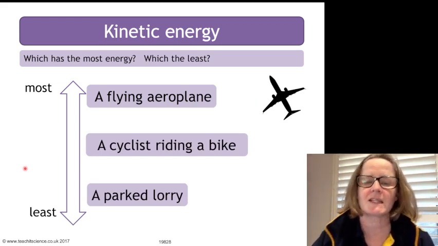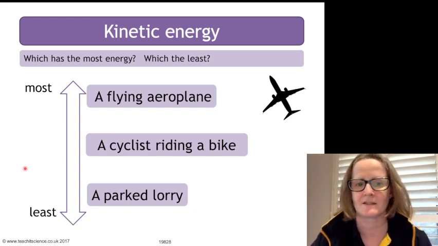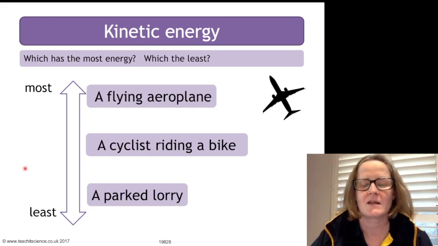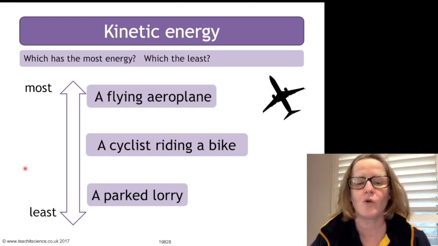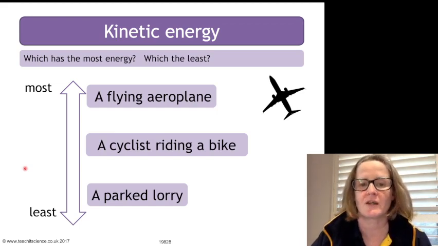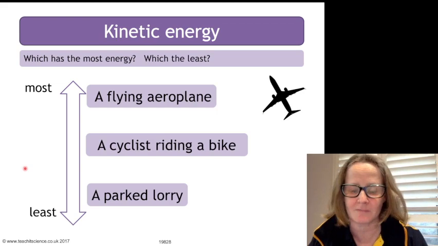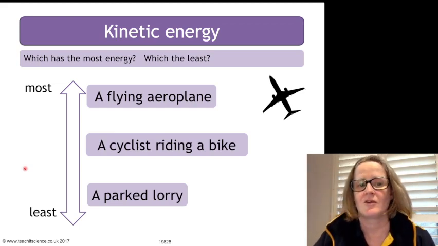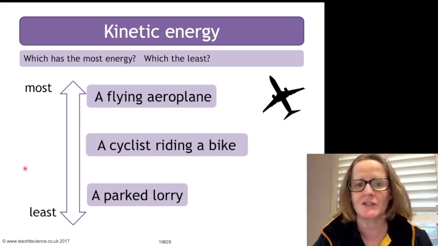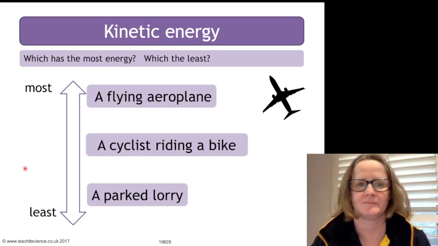The other thing you need to consider when thinking about kinetic energy is how much the object weighs. So if we had three objects all moving at the same speed, but one was much heavier, one was a medium weight, and one was a very light mass, then you would be able to tell the difference in kinetic energy, because although they're all moving at the same speed, the one with the heaviest mass would have the highest kinetic energy.